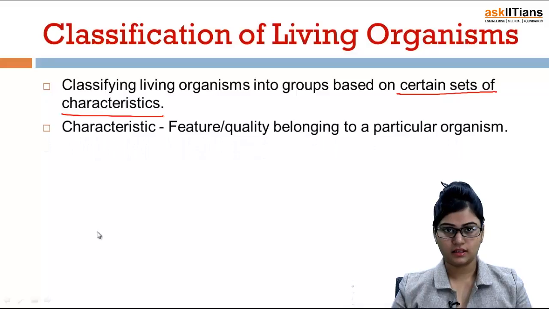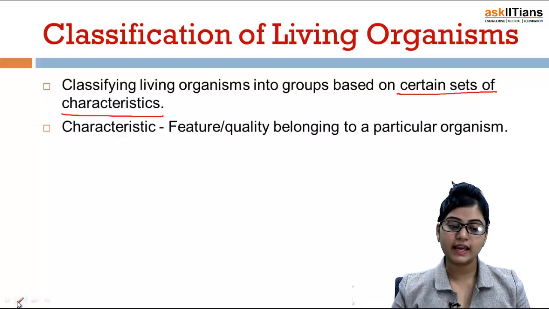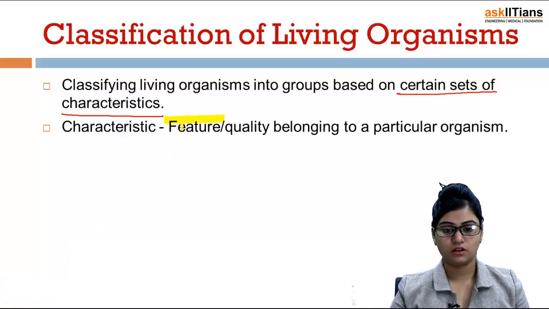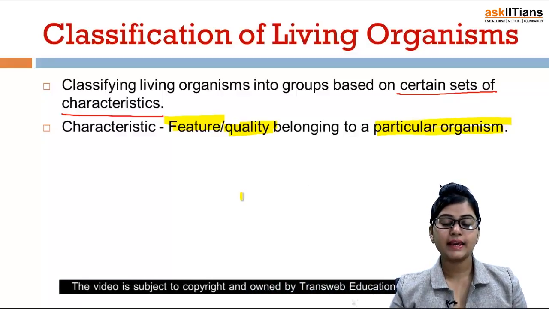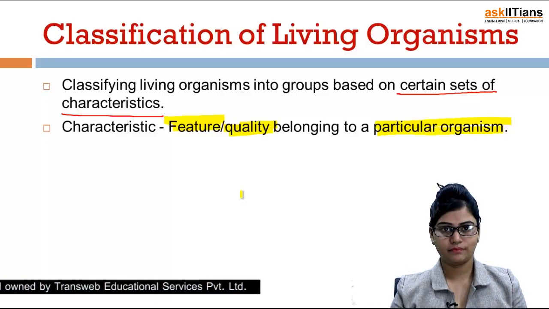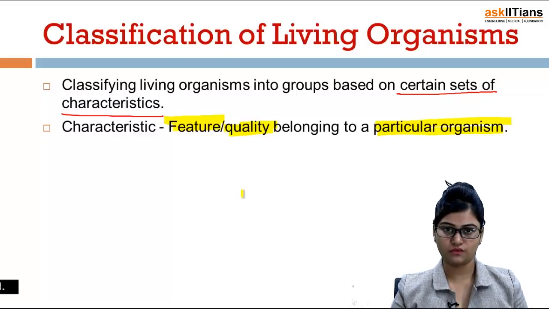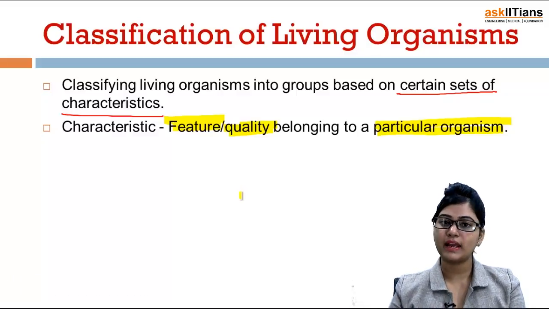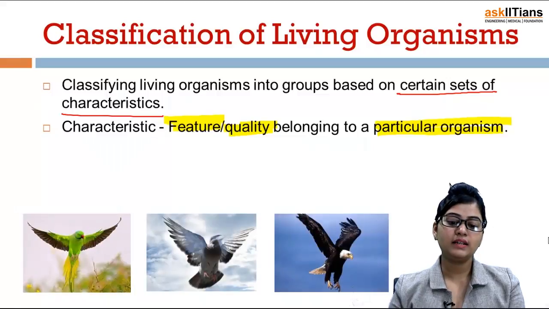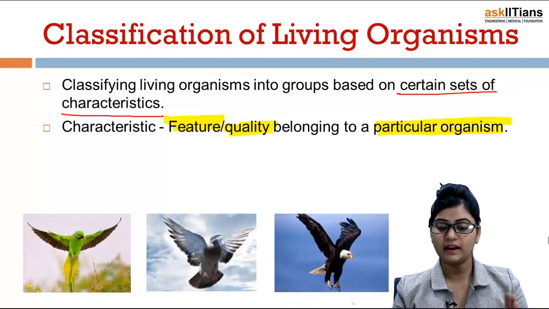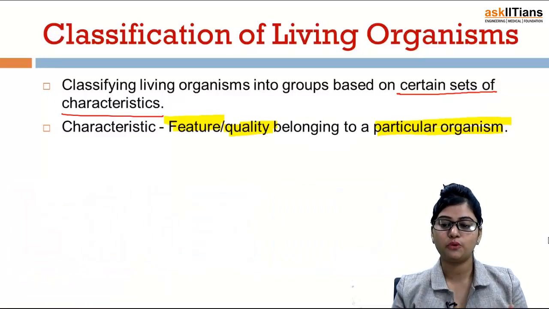What is a characteristic? Now, a question comes, what is this characteristic that we are talking about again and again? This characteristic is the feature or the quality that belongs to a particular organism. For example, I am a human being, I can walk on two legs. So walking is my feature, walking is my quality. So that is known as my characteristic. Look, the birds can fly. They are having one common feature. So both belong to one particular group.